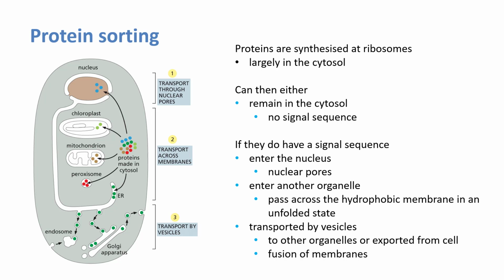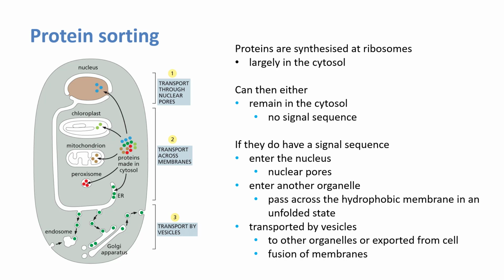We know that mitochondria and chloroplasts have a bacterial origin. They have their own DNA and they are capable of synthesizing a small amount of proteins themselves. But what we're talking about for these examples is those proteins that are made by the ribosomes in the cytosol. So once they're synthesized, there's a number of different fates they can have.